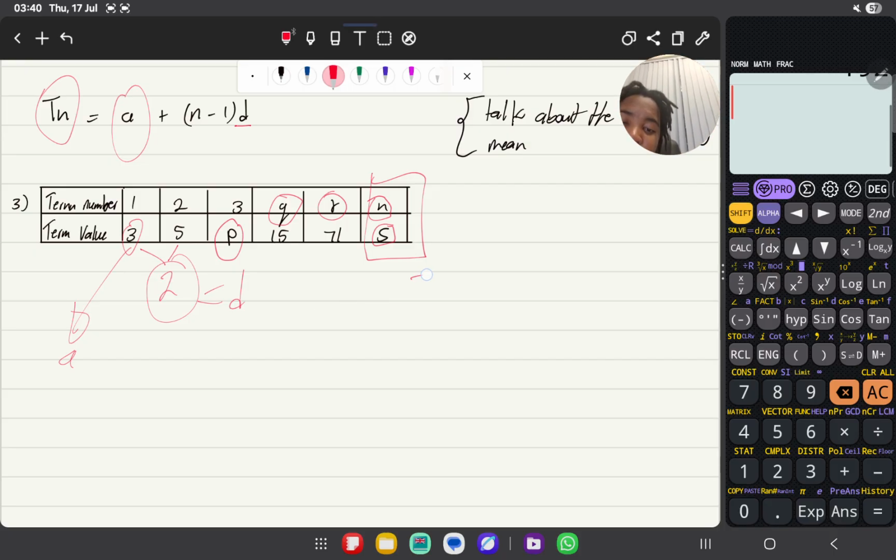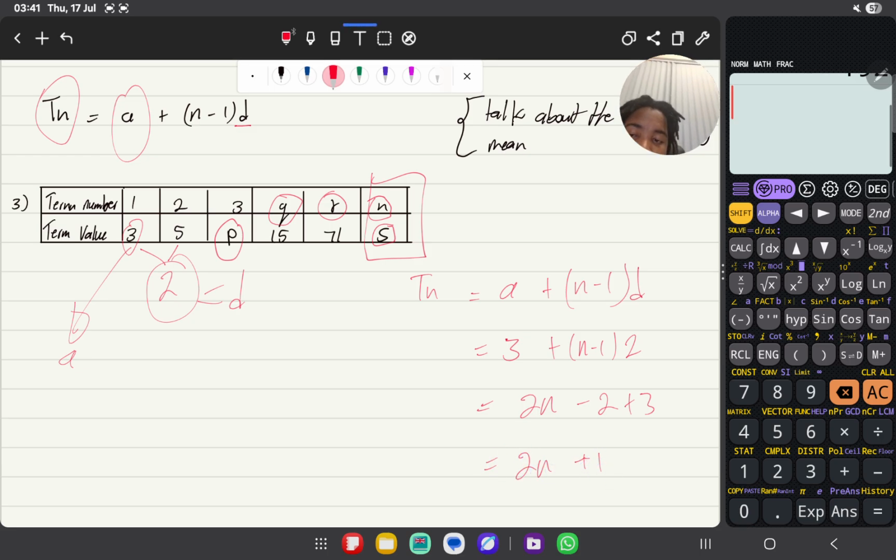So you just say Tn equals A plus n minus 1 times D. You have A, which is 3. D, what is D? It's 2. Then you have 2n minus 2 plus 3. Then you have 2n plus 1. We can test it just to be sure, right? Substitute 1, we get 3, 2, we get 5. And that is cool. That means our formula works.